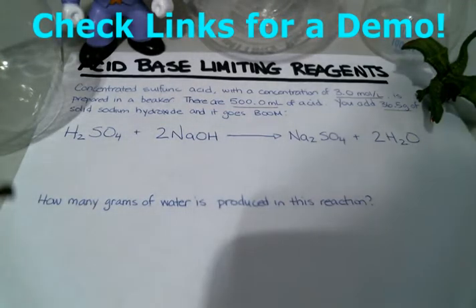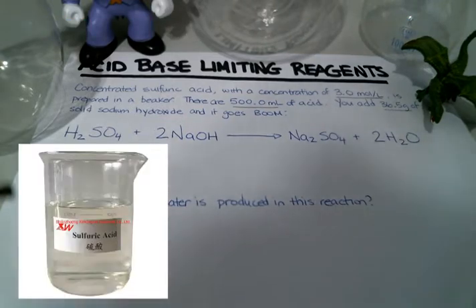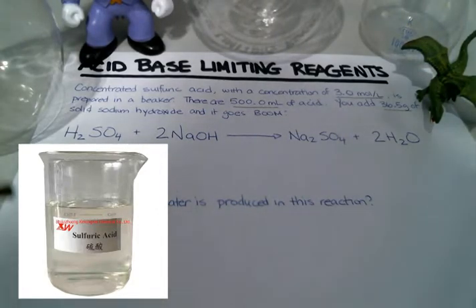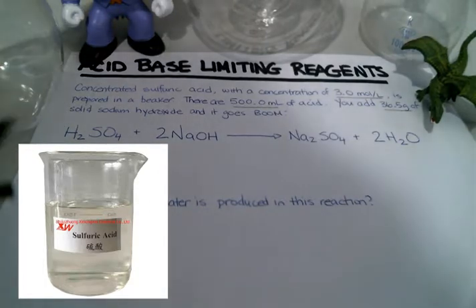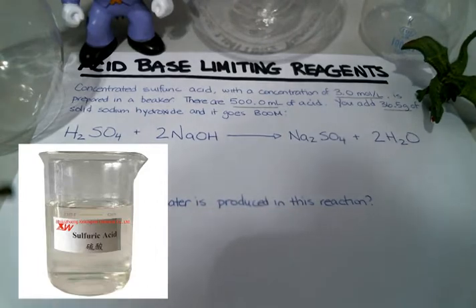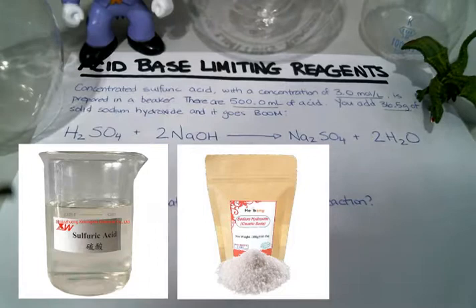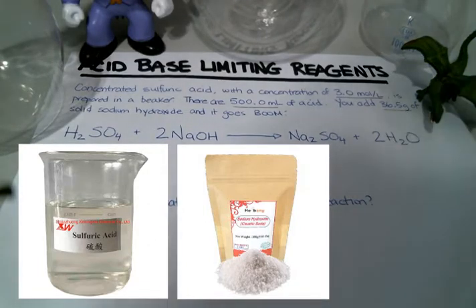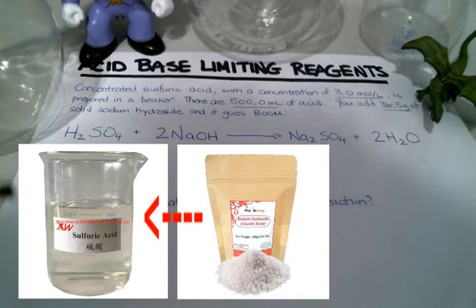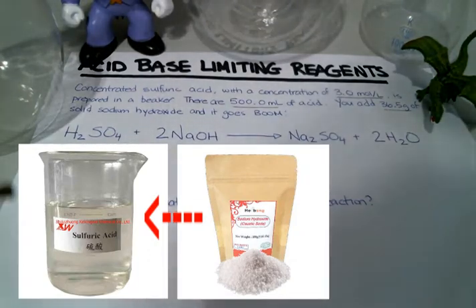And in this question, basically, what we're doing is we have a 500 milliliter beaker with 3.0 mole per liter concentrated sulfuric acid, or H2SO4, which is right here. And then we add a 36.5 gram chunk of solid sodium hydroxide, or NaOH, to the sulfuric acid. Obviously, you experience something similar to what you saw in that video. There's a lot of bubbling and a lot of smoke.